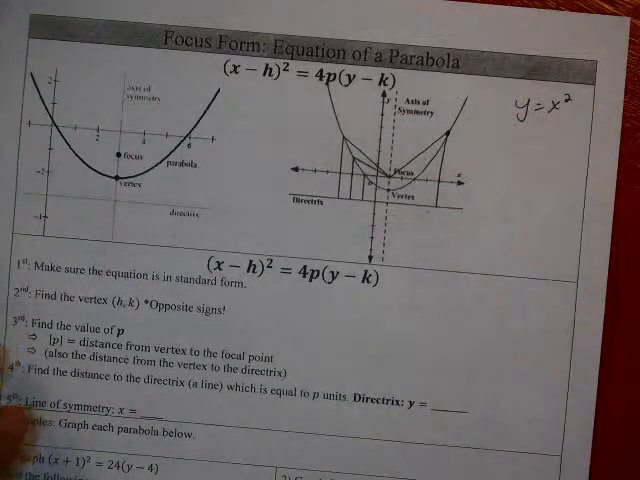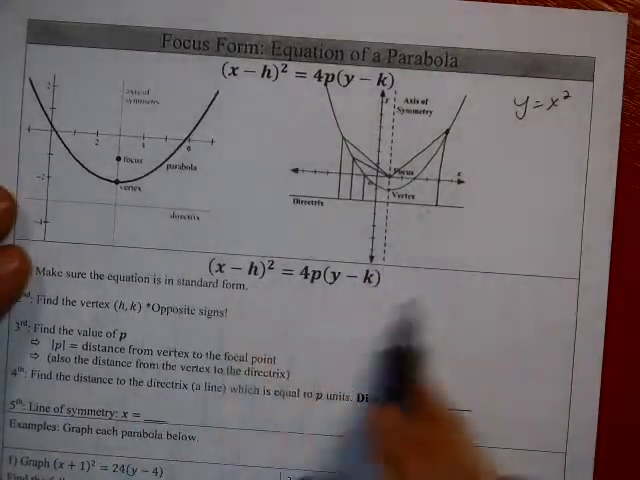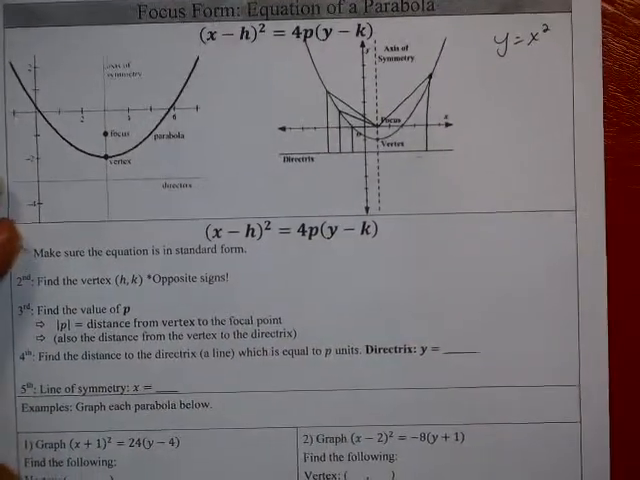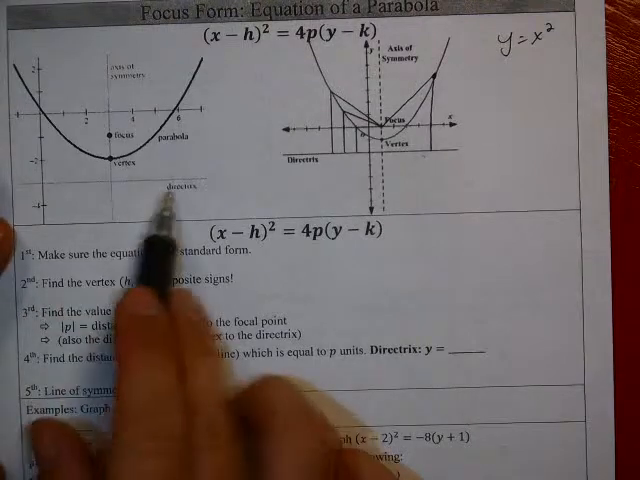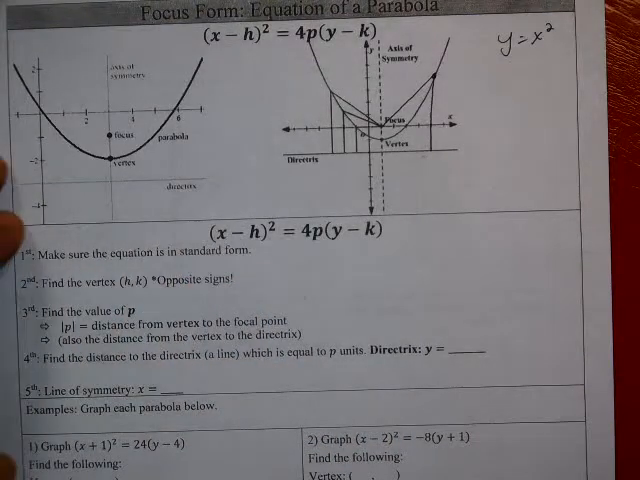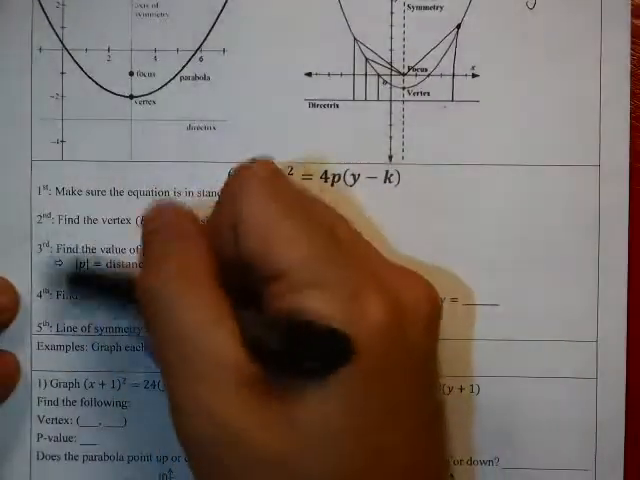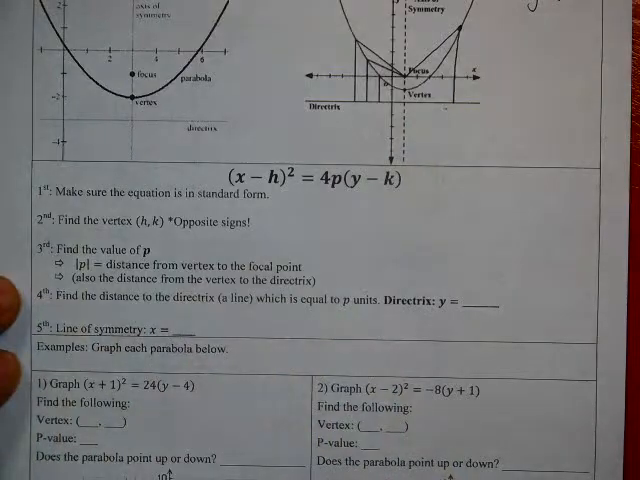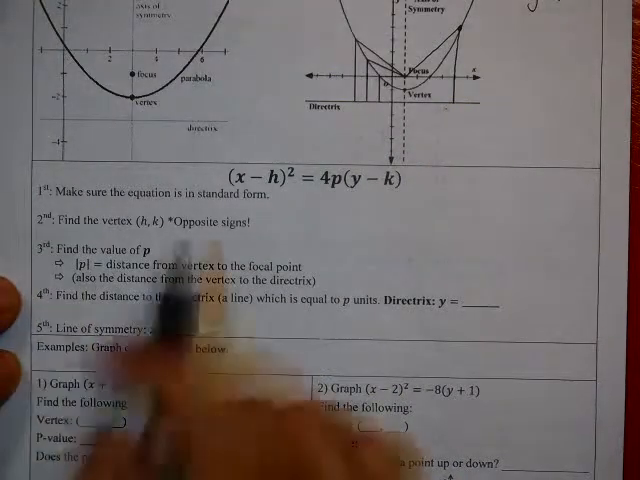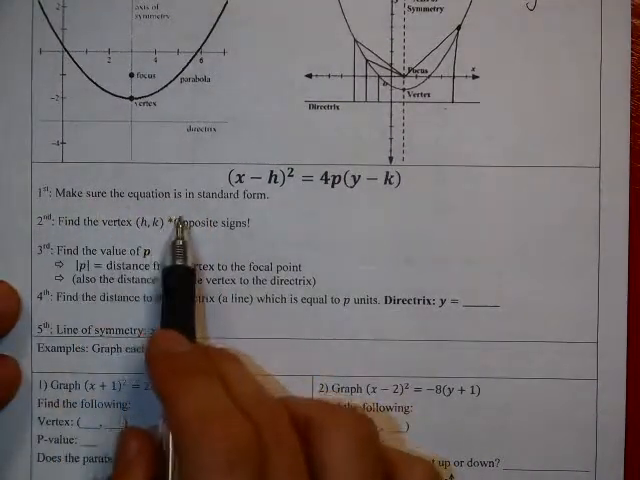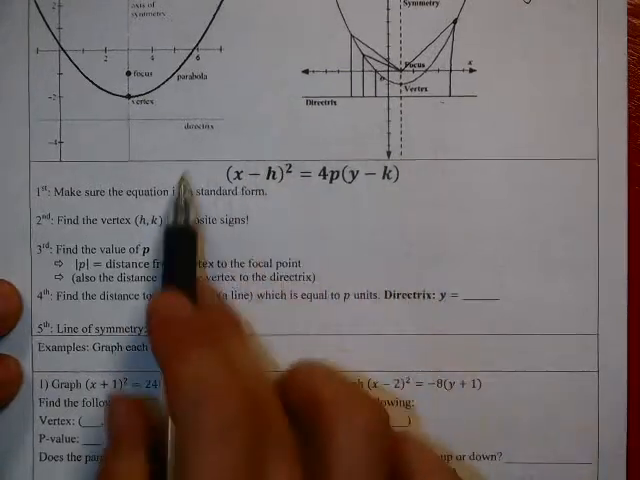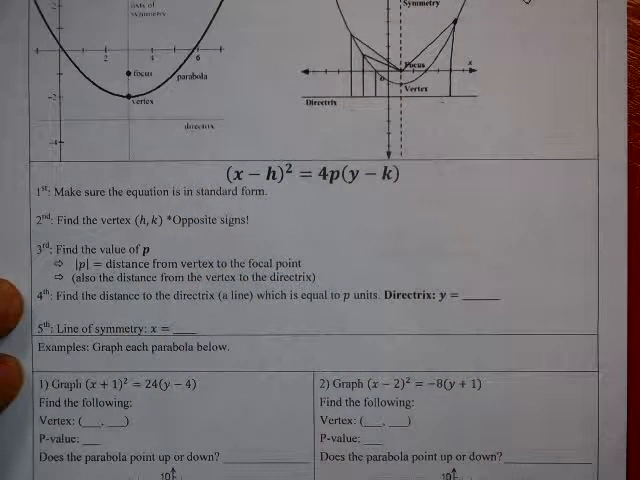Now our goal today is taking this equation, figuring out where the focus point is, where the directrix is, and being able to graph it. Now the graphs are not very detailed at all. If we look here in these notes, there's 5 steps that they want us to go through. First one says make sure the equation is in standard form. So just make sure that it looks like this, usually with parentheses, sometimes without.